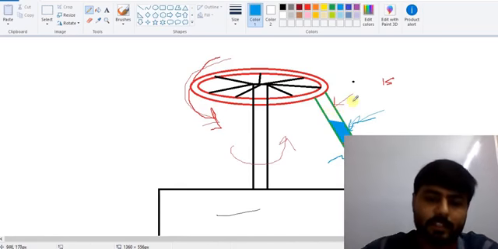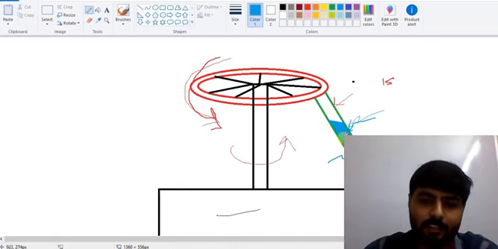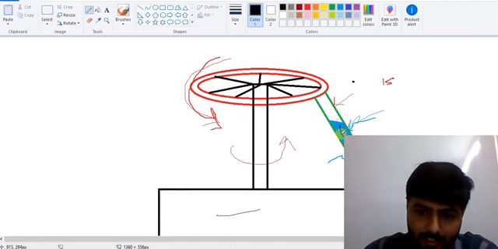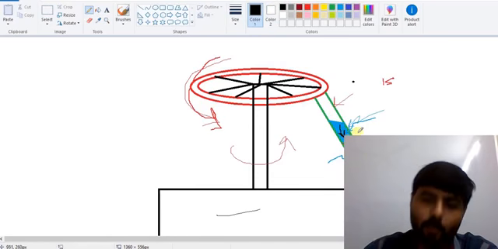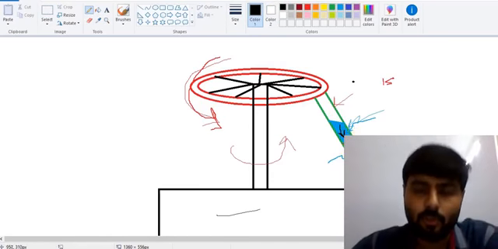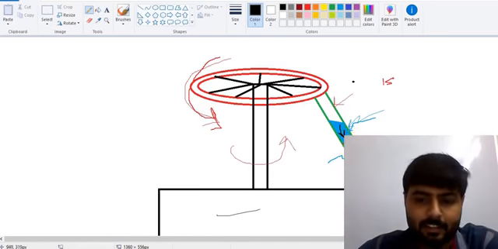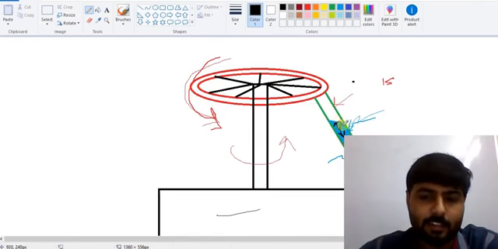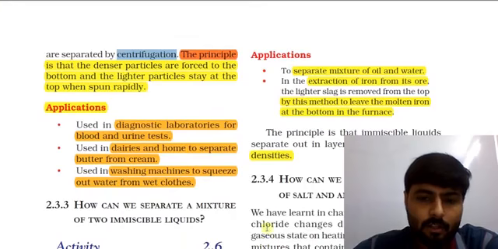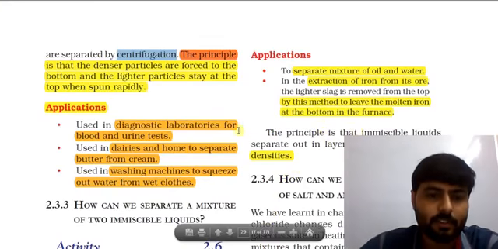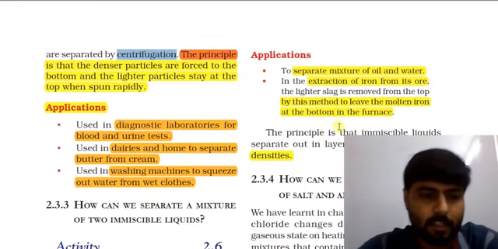So here also the same force is acting on this liquid, trying to throw the particles of the liquid in this direction, in the lower direction. So the heavier the particles, the more they settle at the bottom, and the lighter the particles, the more they stay at the top. So here we can see how the centrifugation technique works.